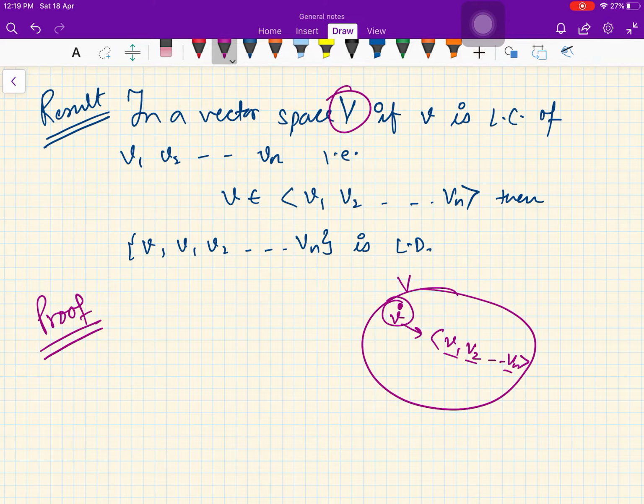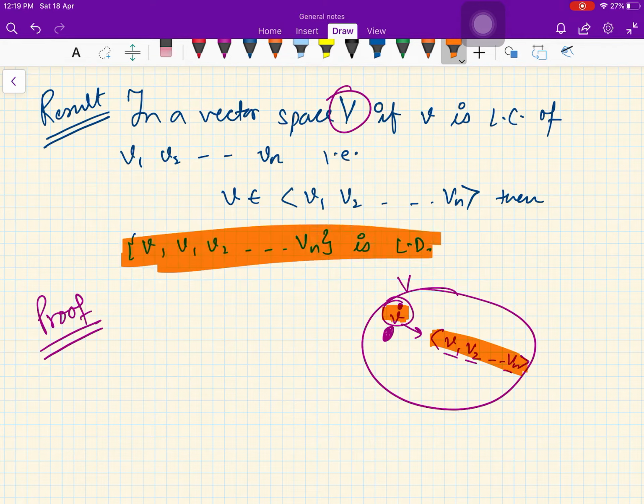This is in the span of v1, v2, vn. It means that this is a linear combination of v1, v2, vn. Now if you collect this element, this V here, and all these v1, v2, vn, obviously you will get a linearly dependent set. So this is the result. So let us prove it.